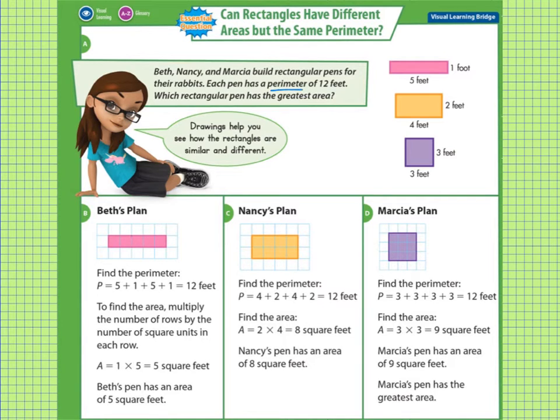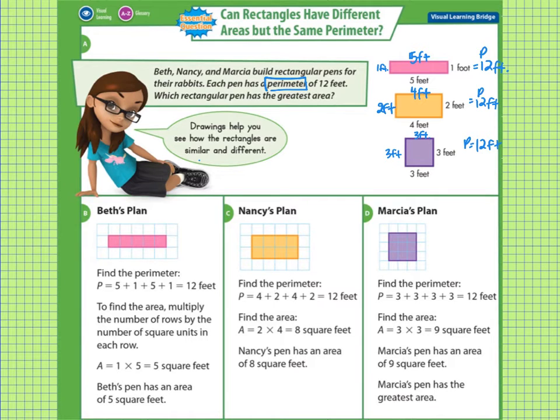All right, so we know that all of the perimeters here are 12 feet. So let's see, if this is 1 foot, this is 1 foot as well. This would be 5 feet. This side is 2 feet, so it's this side. If this is 4, so it's that side. Let's take a look at the square. We know that a square has all sides the same length. All right. So when you add all of these up, their perimeter equals 12 feet. All right. So it says drawings help you see how the rectangles are similar and different.